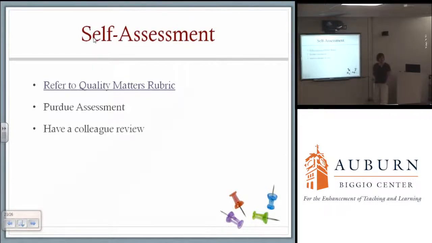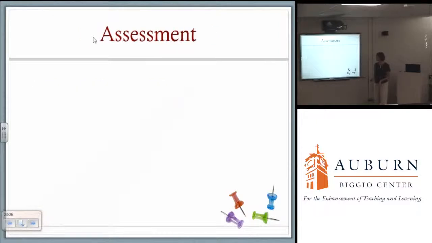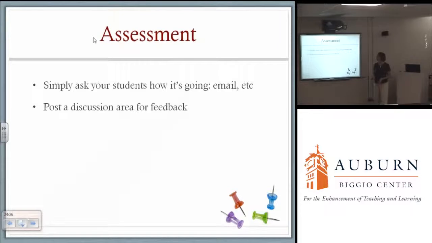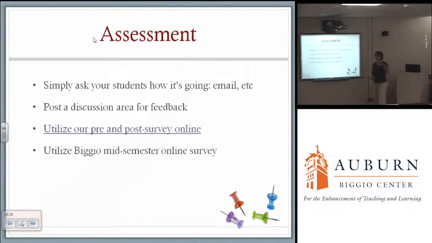You can also have a colleague review once your course is built. Have them go through and take a look. Are there pieces I'm missing? And again, ask your students how it's going. You can post a discussion area and ask them for feedback. We have designed in the distance learning area a pre and post survey for your students, which you can put online for them to answer. And then the Big EO has a mid-semester online survey that you could also incorporate if you wanted to. So you can do all of that.